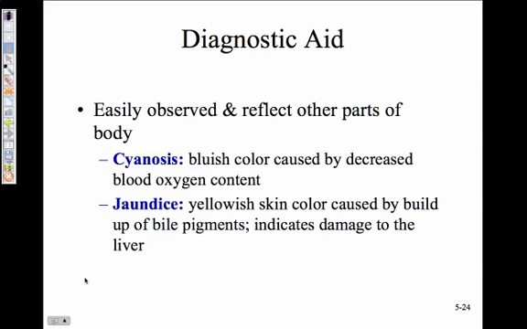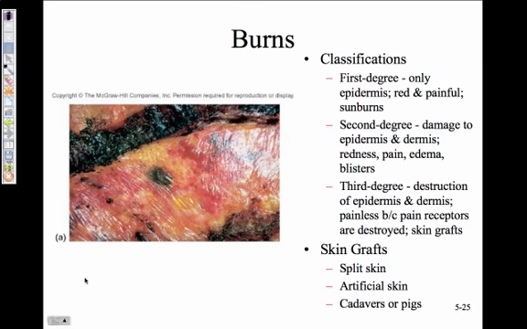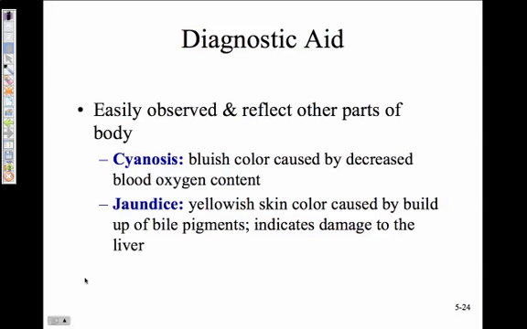So I think, yep, that's all we're going to do today. Next time we take notes, we'll talk about burns and cancer.